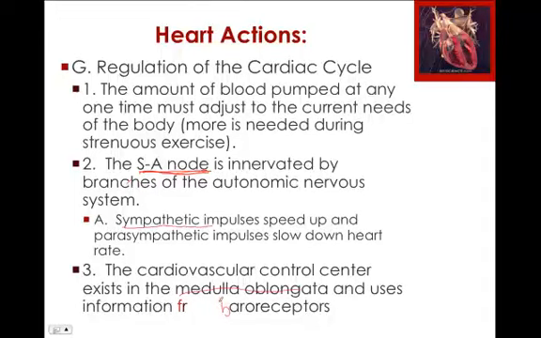But again, the medulla oblongata contains the cardiovascular control center, and it's going to use information brought in from baroreceptors, or simply pressure receptors. They're detecting the pressure of blood in your blood vessels. So baroreceptors in the blood vessels.